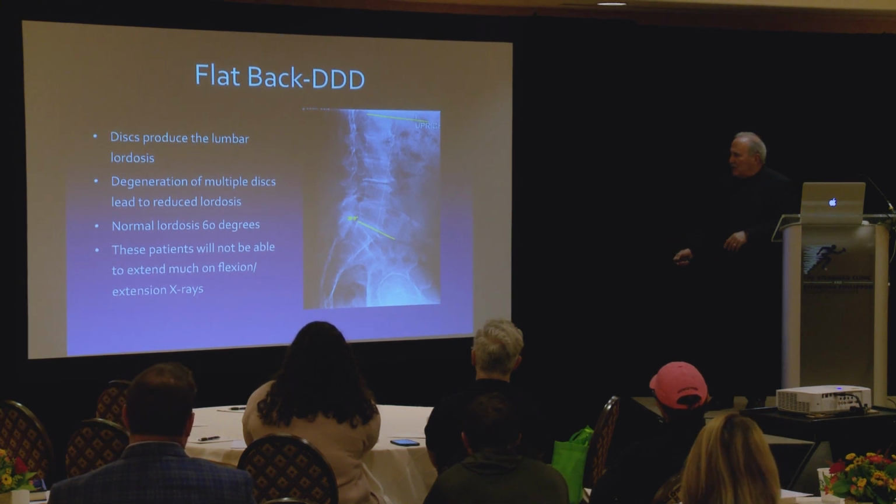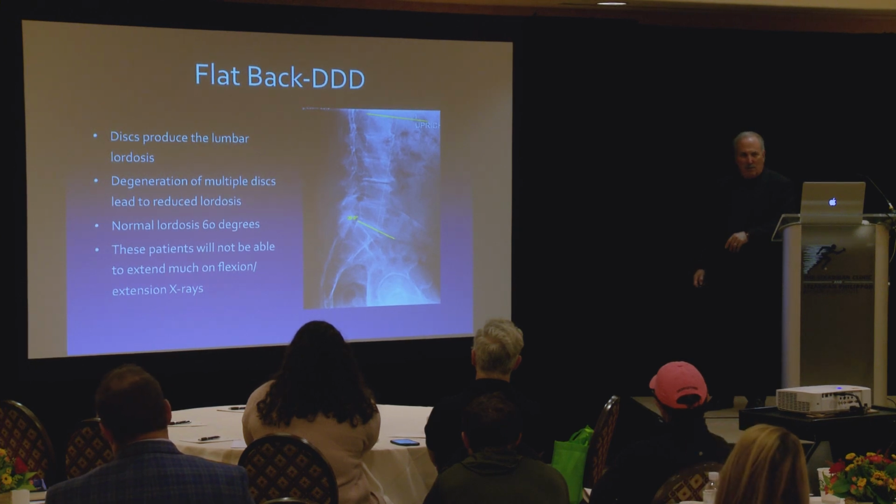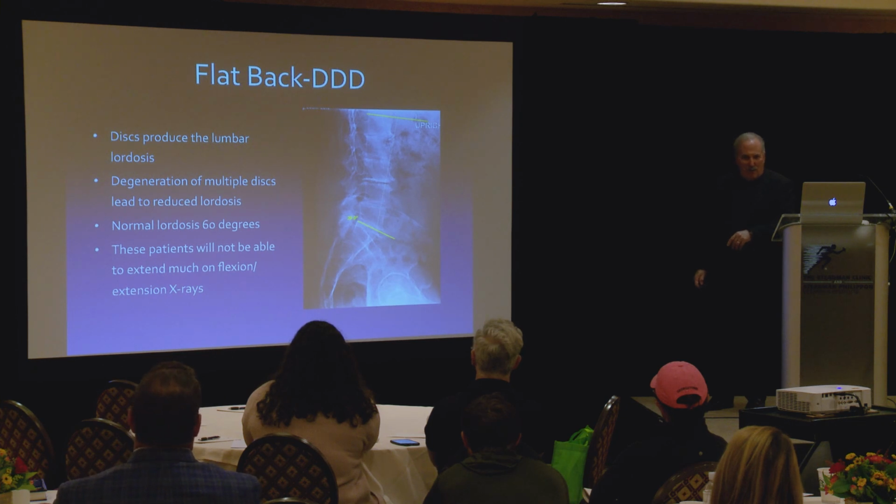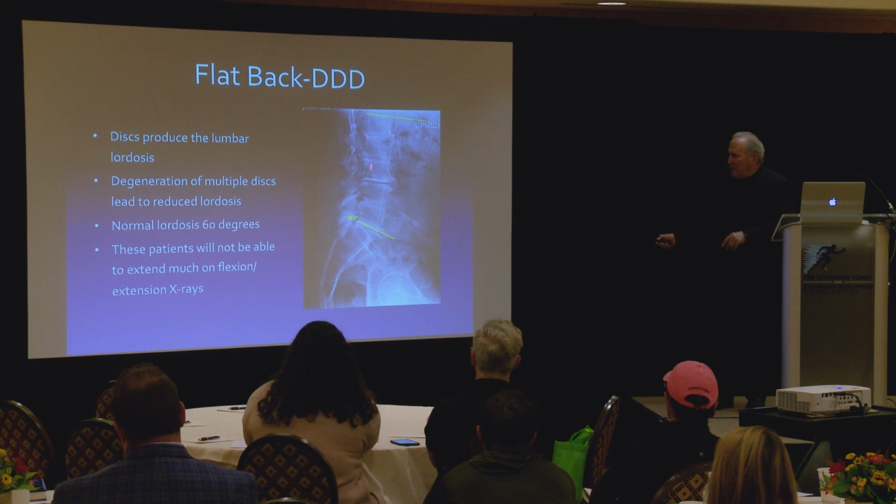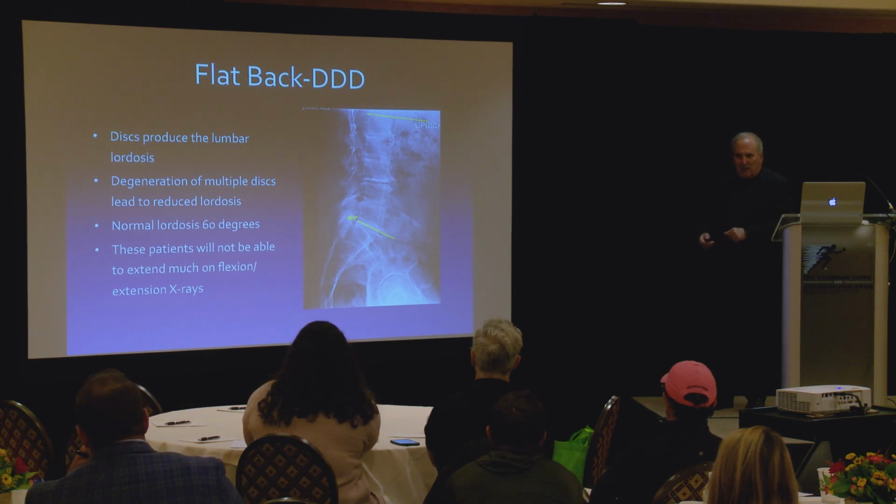So, flat back, this is a flat back syndrome. That's 20 degrees. What's normal? Got to memorize these things, 40 to 60. So this person can't stand up straight because their discs are gone. They may not be able to extend much on flexion and extension x-rays because their backs are locked. The motion comes from the disc. You don't have a disc, you don't have motion.